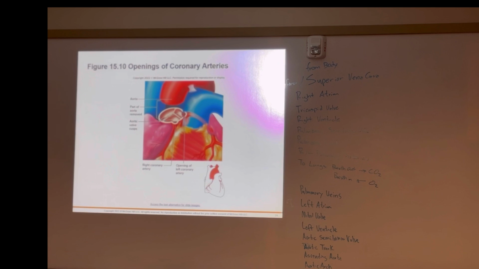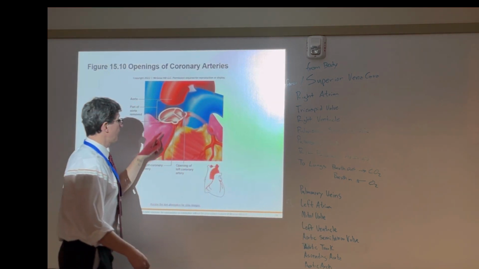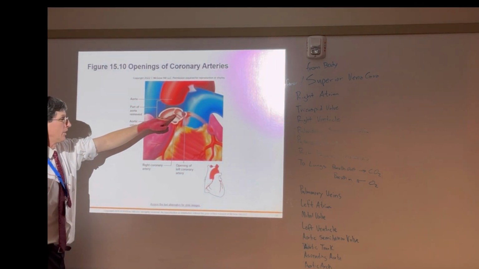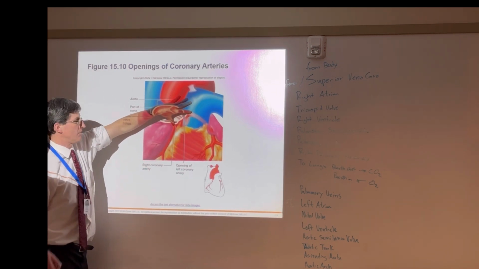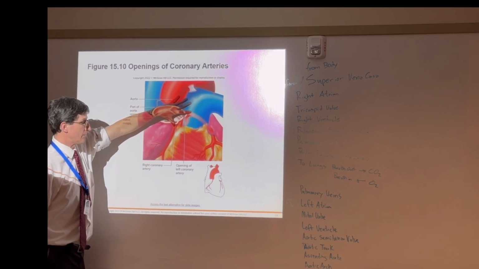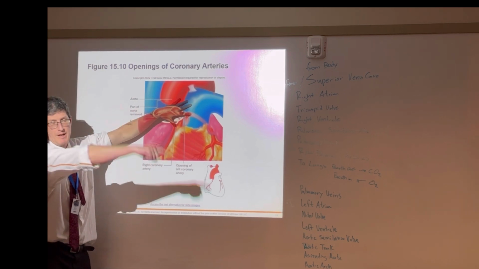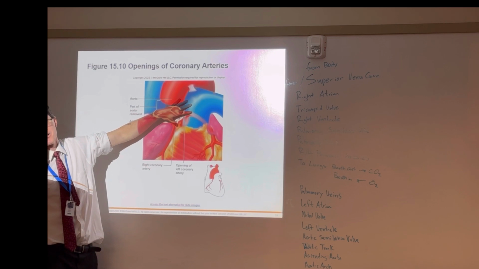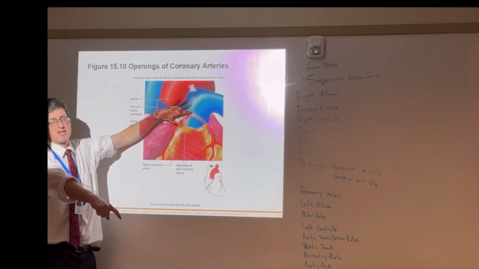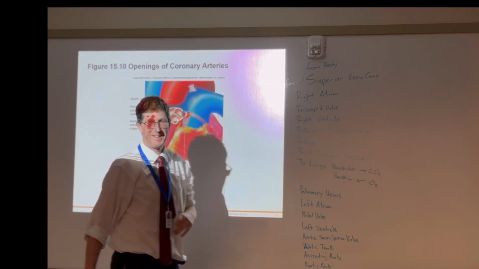Good. Like we mentioned here, right after the aortic semilunar valve, which is represented by this picture, as soon as the blood goes through that, there are 2 big branches called the coronary arteries. One of them goes to the right side of the heart, and one goes to the left side of the heart. The one that goes to the right side is called the right coronary artery. The one that goes to the left side is called the left coronary artery. That's tricky, so be careful.